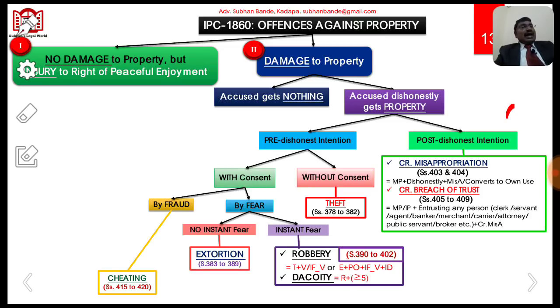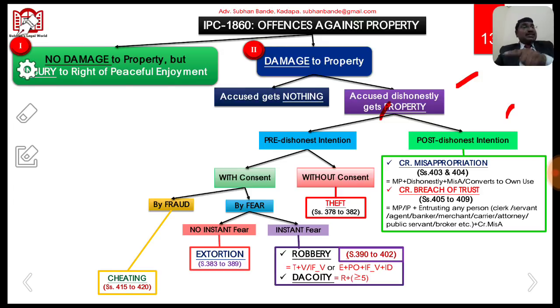the accused person as his clerk or servant, agent or banker or merchant, carrier, attorney or public servant or broker, etc. The victim gives away his movable or immovable property to his clerk. If the clerk misappropriates such property, if the clerk converts such movable or immovable property for his own use, sells away such property to any other person, or mortgages such property without consent from his master, or uses it for his own use, it is said to be criminal breach of trust.